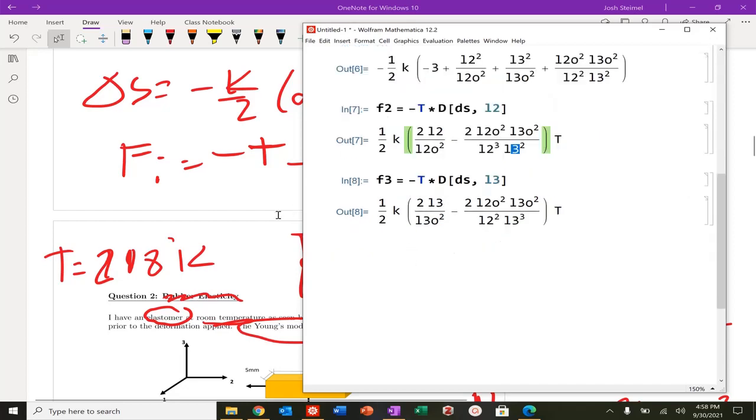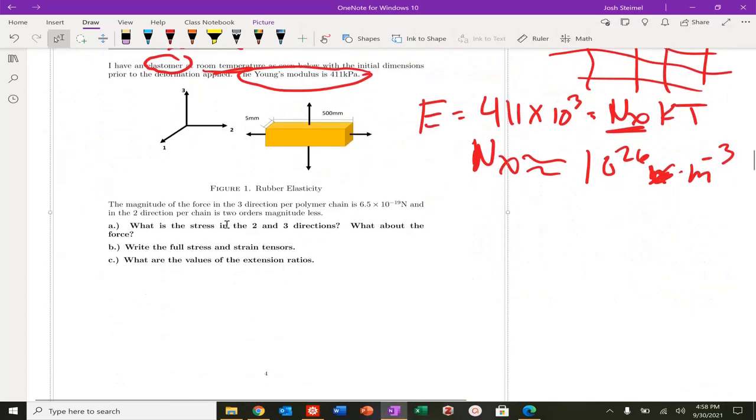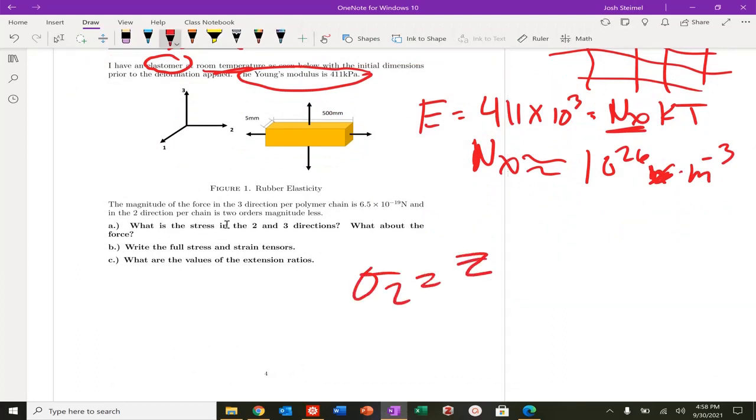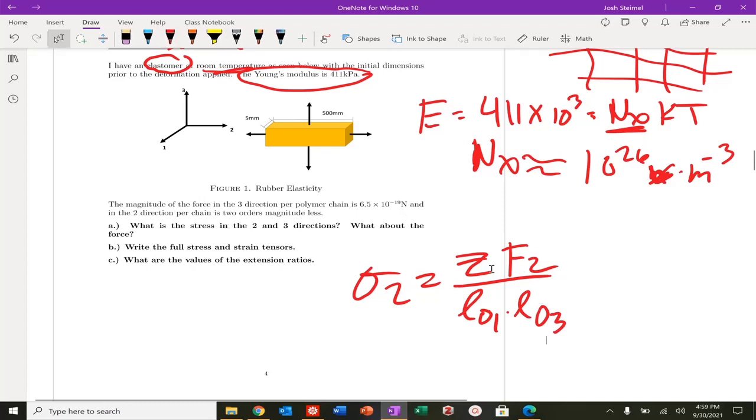I could ostensibly start to do that now, but I also know we're going to be asked for stress. The stress in the 2 direction is going to be Z, my number of crosslinks or polymer chains, times F sub 2 divided by my area, which is L naught 1 times L naught 3. So I can plug in, and we have an extra expression. We know that n sub x is equal to Z over V naught, the volume of my material. So I could solve for Z right now.